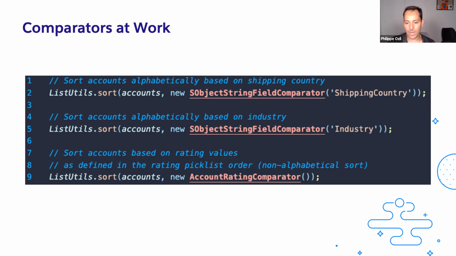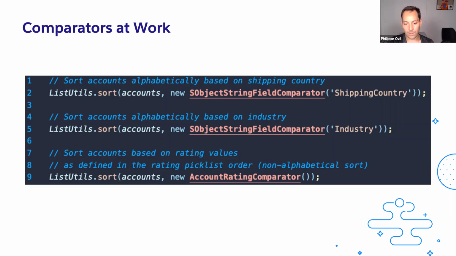And not only that, you can also write completely different comparators, like this one, for example, the account rating comparator, which will actually take a field value and order it with a custom ordering. And this one in particular is looking at the rating picklist field, and it's actually sorting the values of the accounts based on the order of the picklist. So remember, by default the rating is, I think, hot, warm, or cold, something like that. I forgot the values.